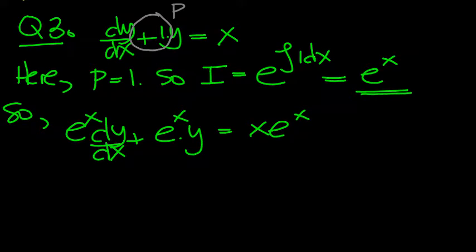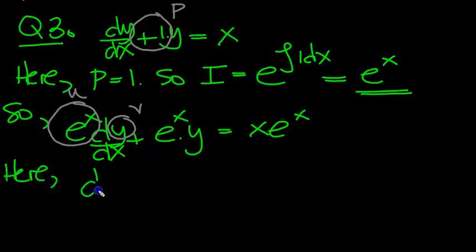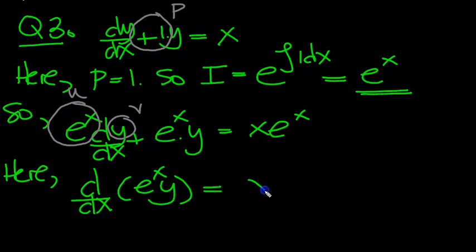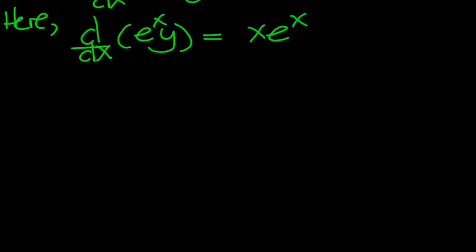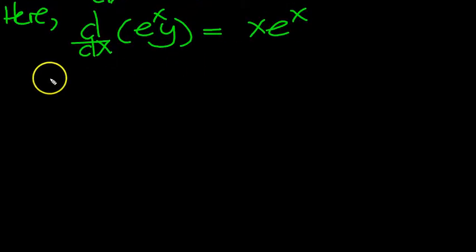Now we circle the u and the v, as is customary. This thing that's here is always going to be the u. This thing in this position is always the v in this method. So here we end up with d by dx of the product u times v, isn't it? So that's e to the x times y is equal to x e to the x. And now we just need to integrate both sides on this problem. Now let's have a look at that.